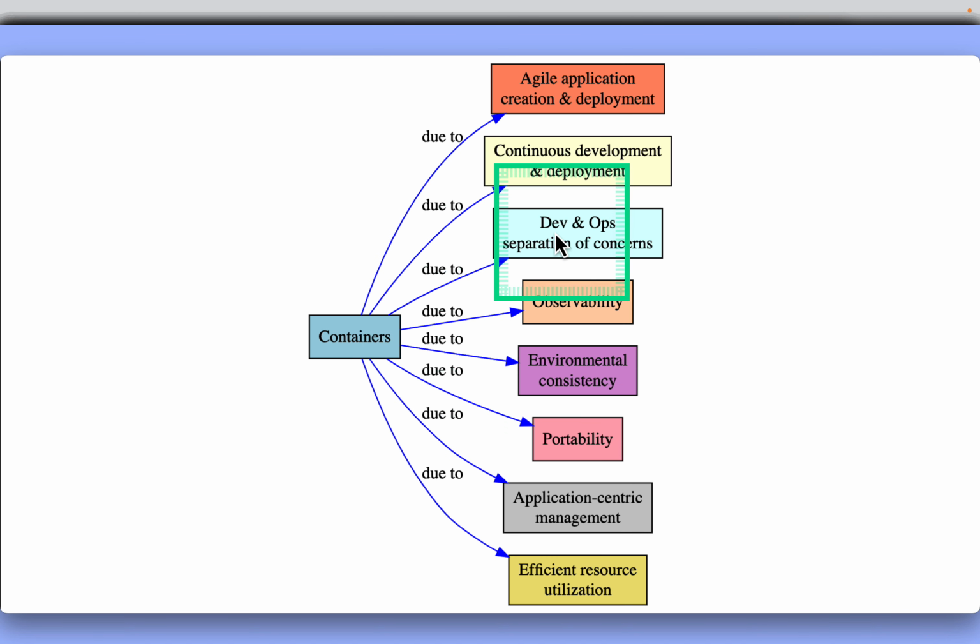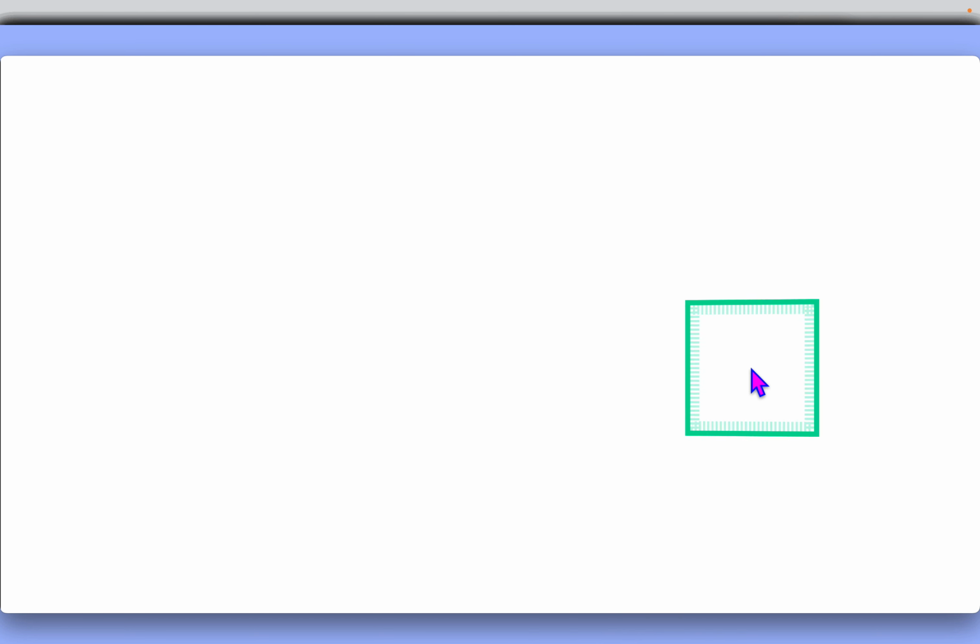And containers got adopted due to their agile application creation and deployment, continuous development and deployment, DevOps, observability, environmental consistency, portability, application-centric management, and efficient resource utilization.